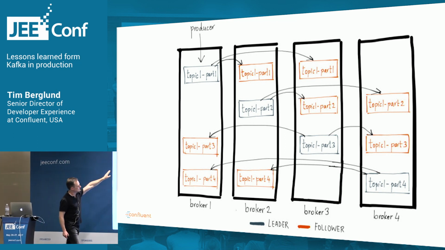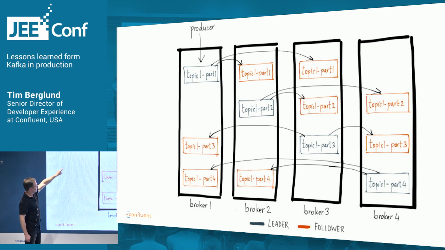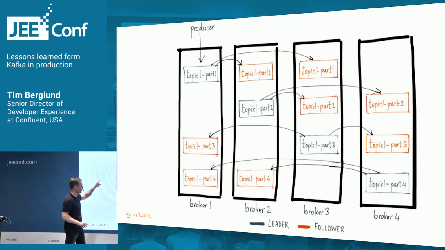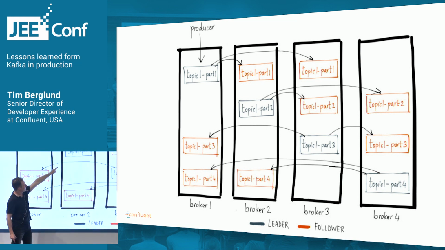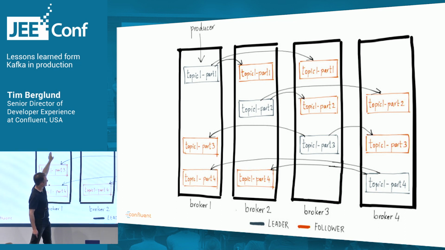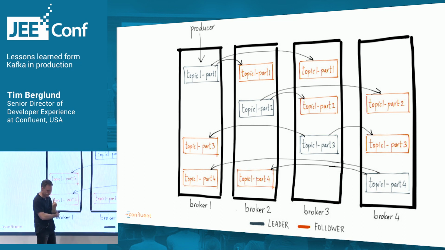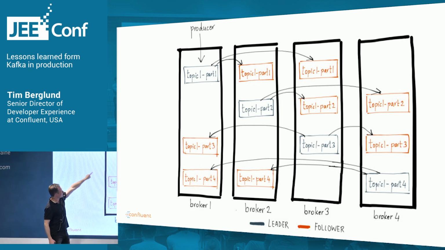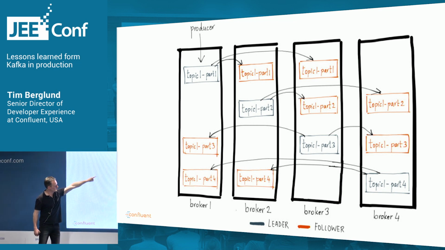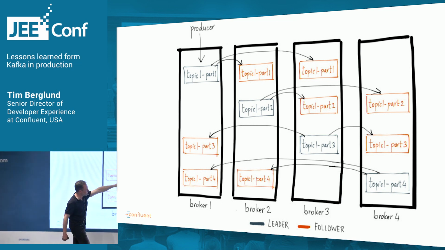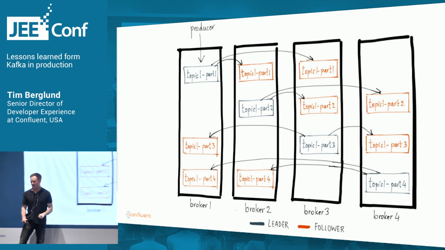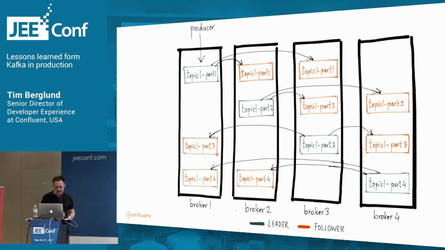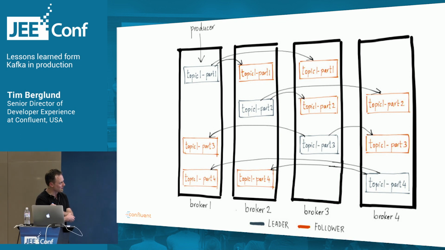I said four partitions, of course, four partitions, one topic, four brokers, and three replicas. See, I get these words confused all the time. Four partitions, three replicas, and the three replicas are on brokers one, two, and three for the first partition, two, three, and four for the second partition, and you see how they're laid out. So, for each partition, one broker is the leader.